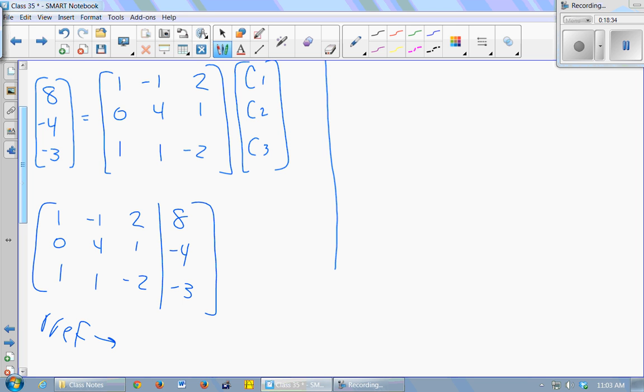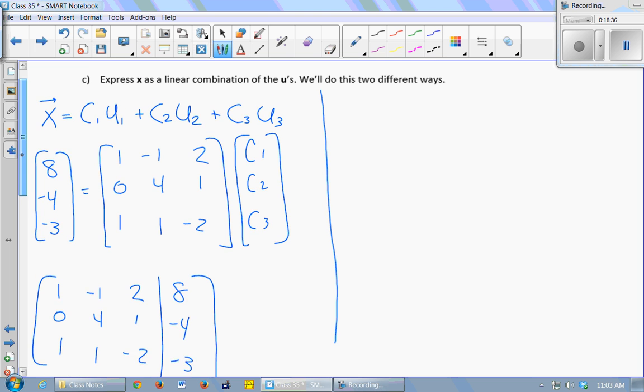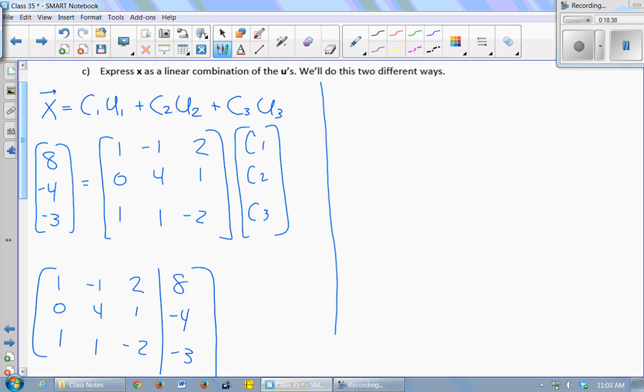Okay, so now from a theorem in today's section, I can actually find the weights in an easier way, right? My notes say that each weight c sub j is equal to y dotted with u sub j over u sub j dotted with u sub j. That's it. Those are my weights.